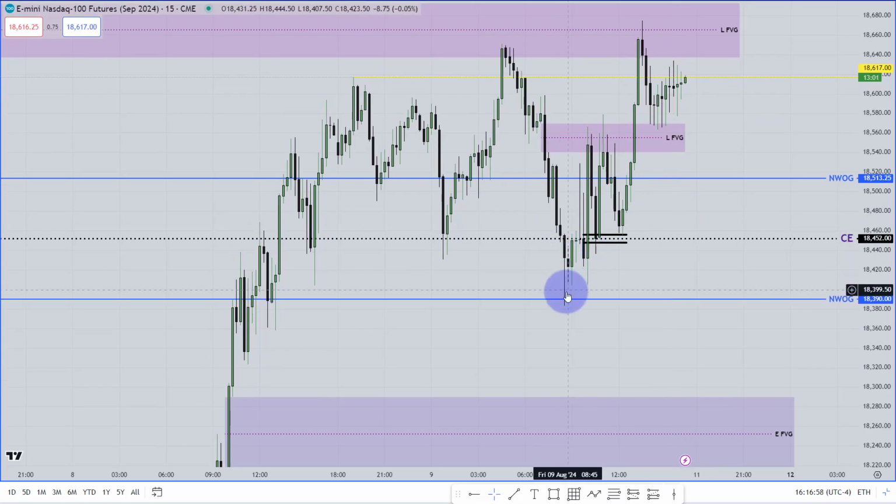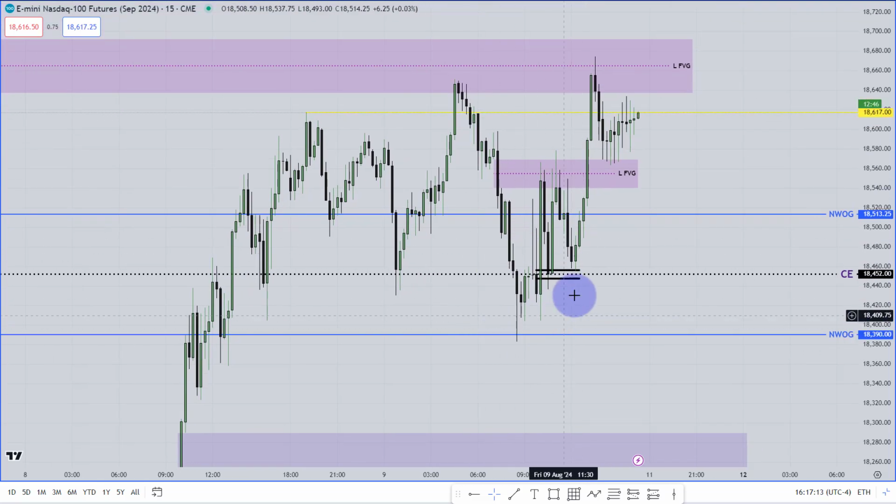So as you can see, the market came until that area and tapped the new week opening gap low. Either way, if there is no new week opening gap, there should be some kind of last fair value gap. So if you see that the market tapped this last fair value gap low, then it went higher. Now you are not going to look for sell. Why? Because the last fair value gap or the new week opening gap is actually holding the price. That means you should look for buy.